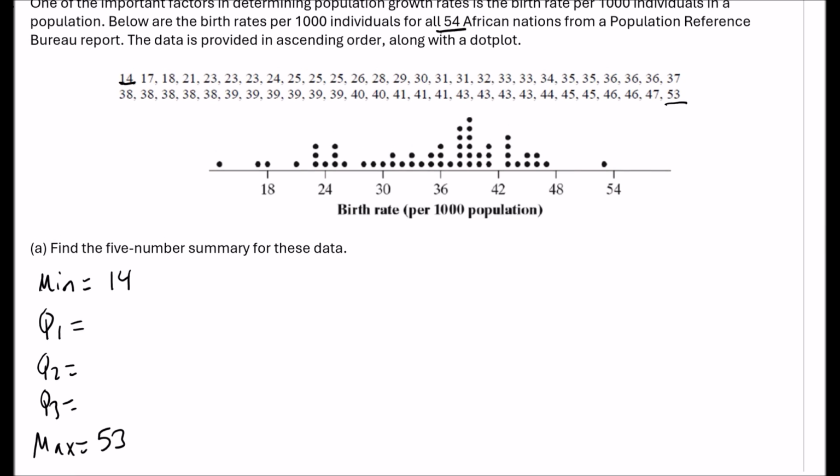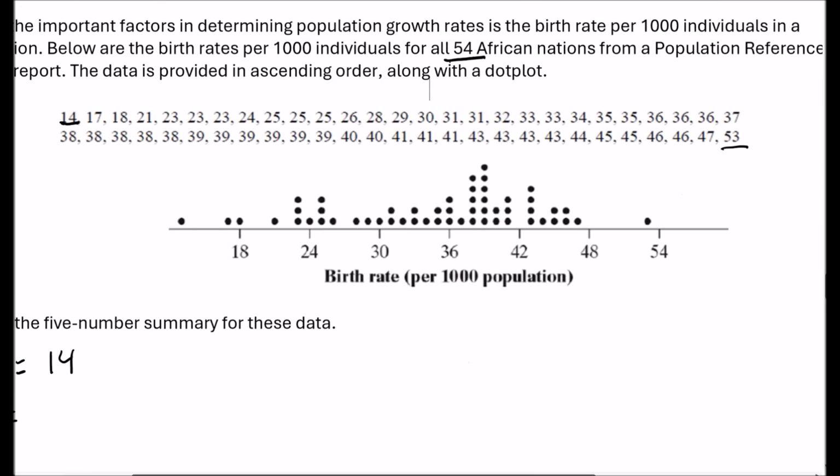There are 54 nations, right, that were used in the report. So if there's 54 numbers, that's an even number. That means there's going to be 2 middle numbers, right? Every time you have an even number of numbers, you're going to have 2 middle numbers. So that means between the 27th and the 28th number, we're going to be looking for those two numbers. Those are the two middle numbers, right? So let's go ahead and do that.